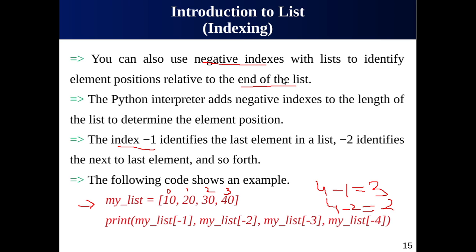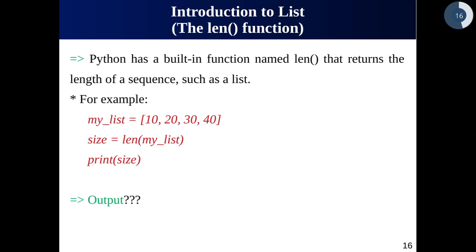You can also use negative indexes to access the list from the end. And for that you have to use the minus indexes. In a similar way, you can also use a loop to access this list from the last element.